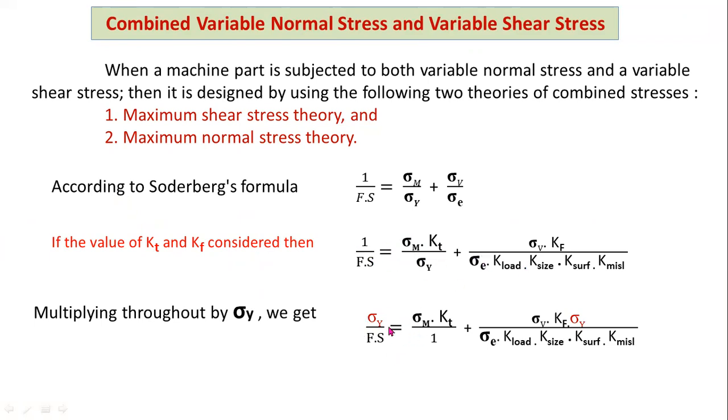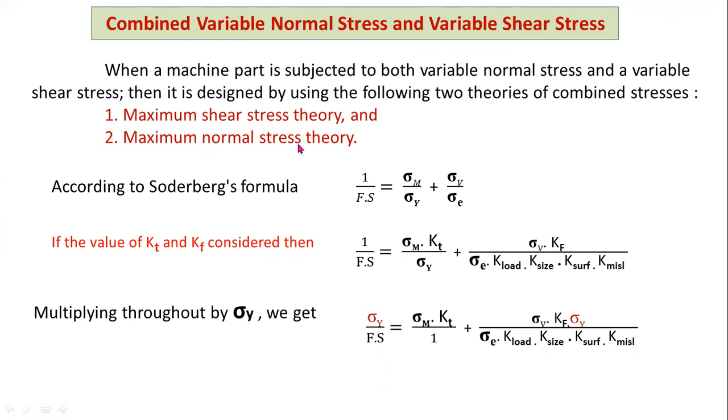σy/FS equals σm into Kt, σy by σy. σy in numerator and denominator both are cancelled, plus σv Kf into σy by σe, K load, K size, K surface, K miscellaneous.